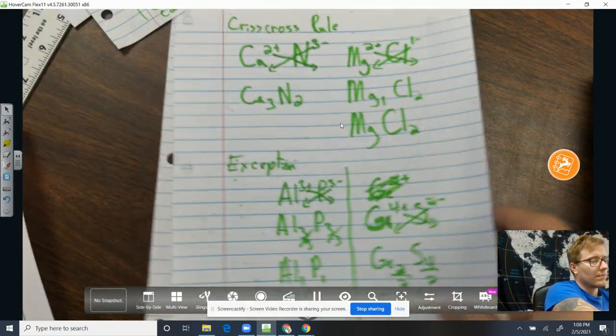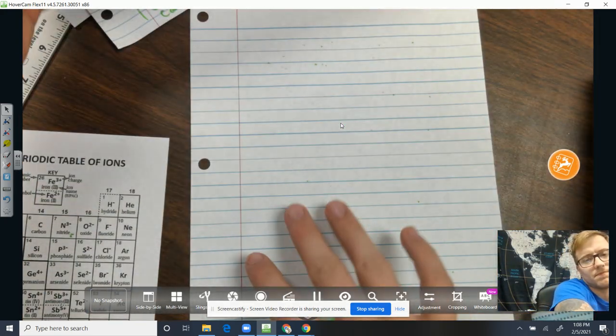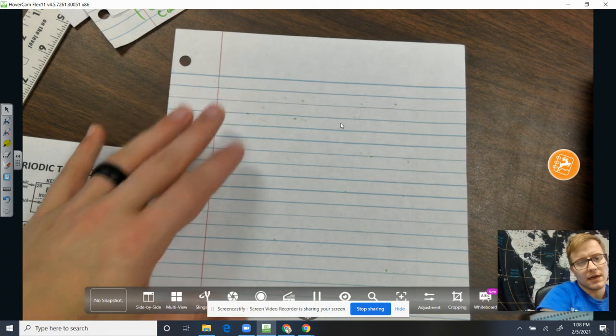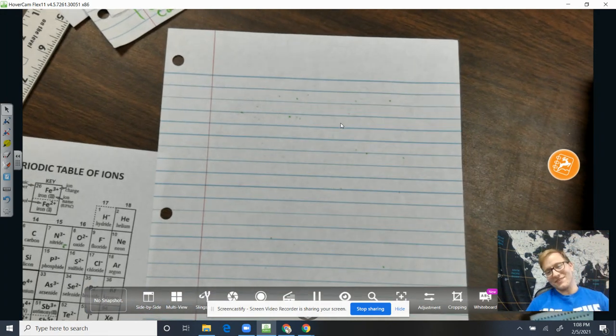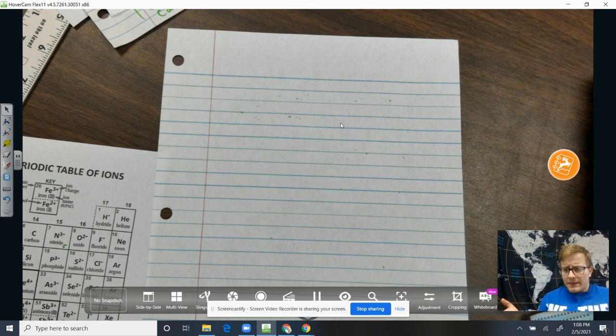Okay, so we just talked about our crisscross rule. Now we're going to be talking about transition metals. It's what we've been skipping. We've been skipping the transition metals. But they're elements too. They're all in nature. We have iron, gold, some of the most memorable metals ever are transition metals. So let's make sure we know how to name them too.